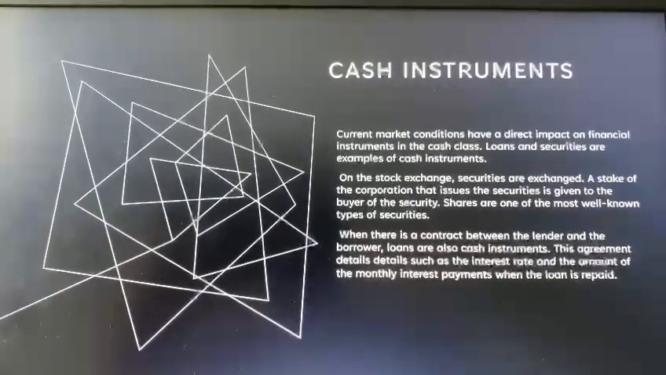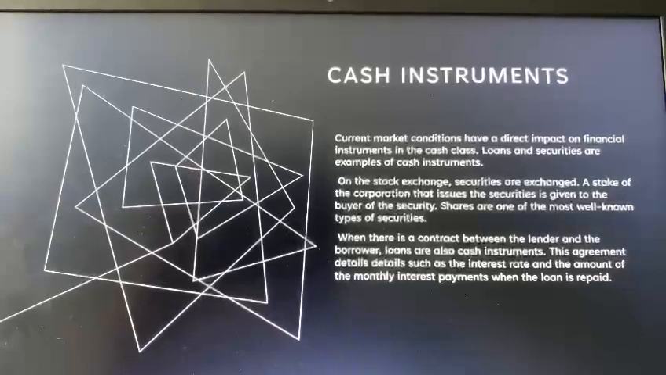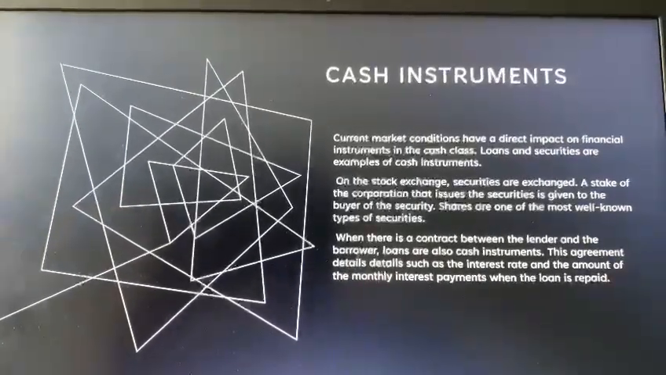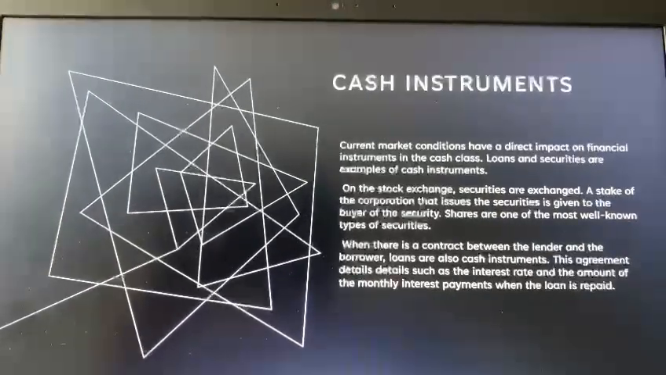When there is a contract between the lender and the borrower, loans are also cash instruments. These agreements detail such things as the interest rate and the amount of the monthly interest payment when the loan is repaid.